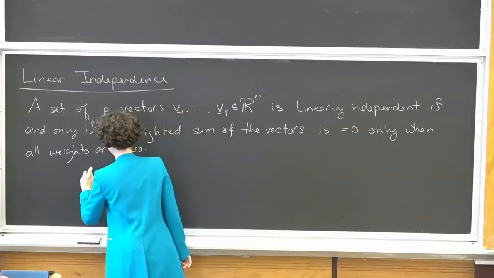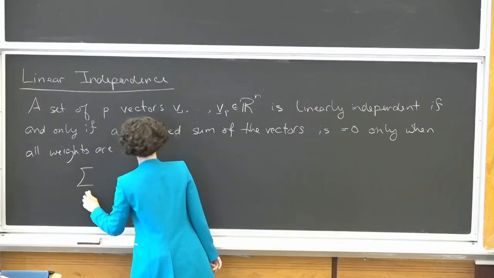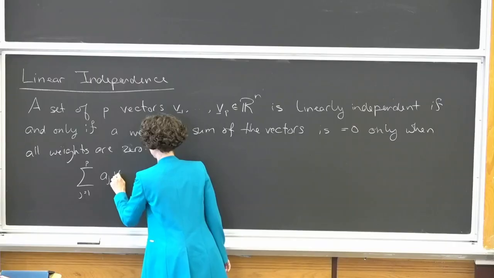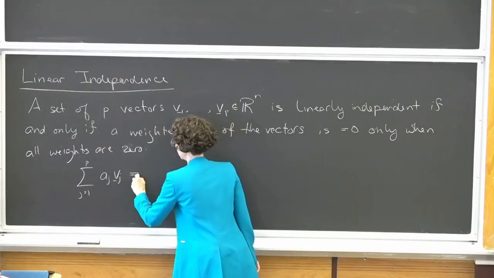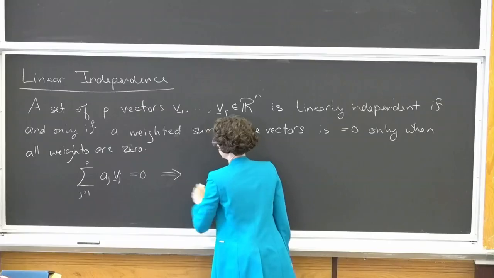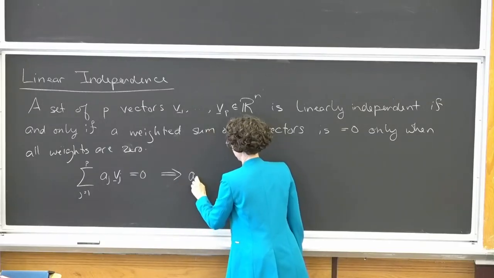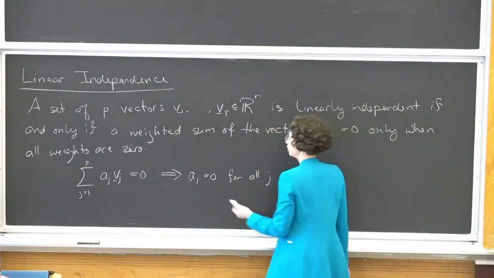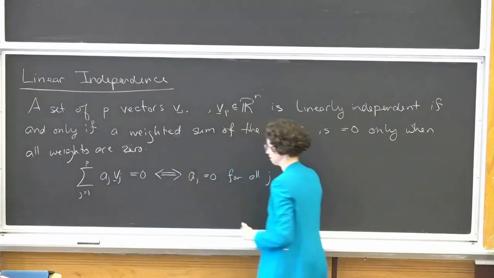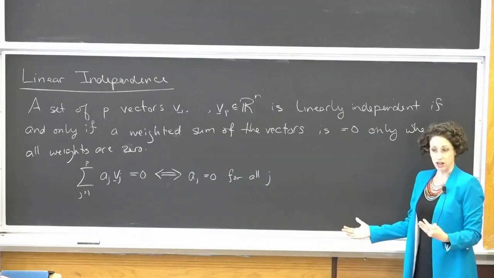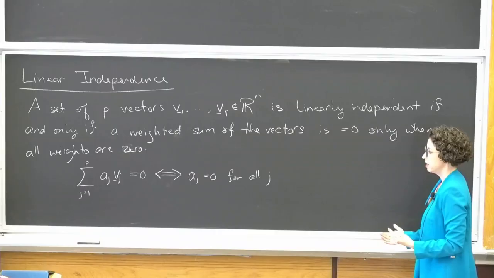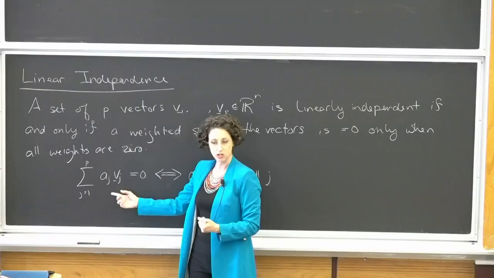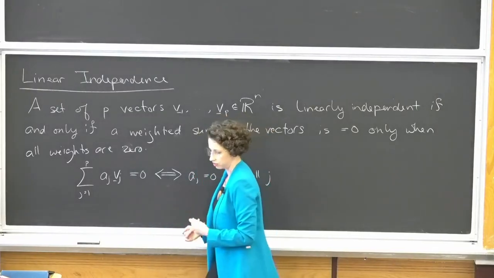Okay, so a little bit more specifically, if I were to write a sum from j equals 1 to p of aj times vj, then if this is equal to 0, that implies that all of the aj's are also equal to 0. And similarly, if all the aj's are equal to 0, then the weighted sum is equal to 0. Okay, so then these vectors are linearly independent. Another way of thinking about this is that there's no way I can write any of the vj's as a weighted sum of the other remaining vj's.